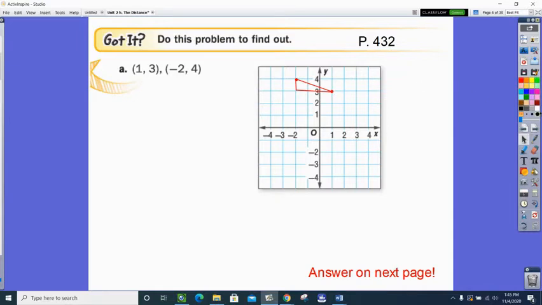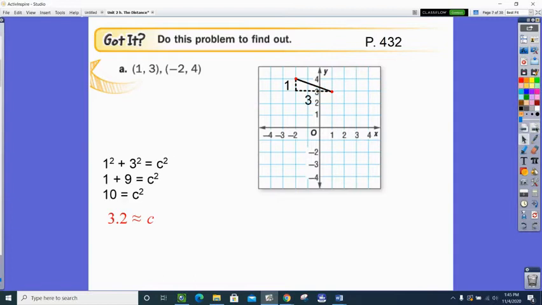Okay, let's see how you did. I'm going to flip over here to the answer. So this would have been 1, and this would be 1, 2, 3. Now, just so you know, I could have gotten that 1 without having the picture. I could have taken 4 minus 3. So the difference in the y's would give me this number.